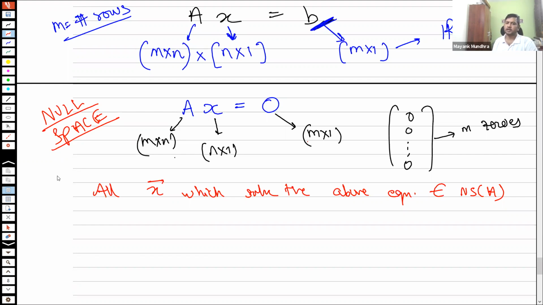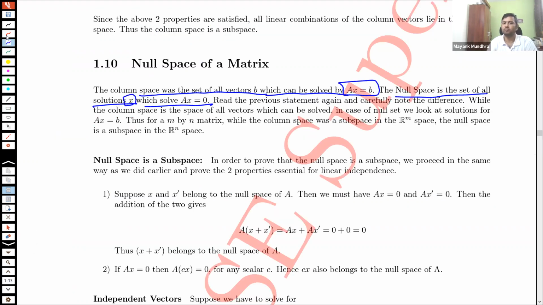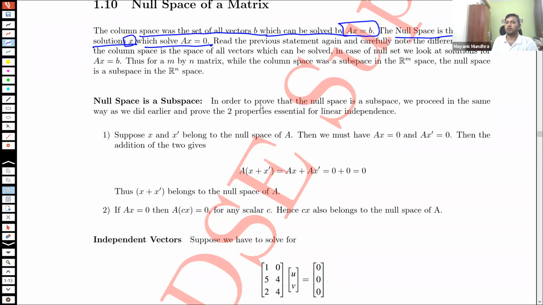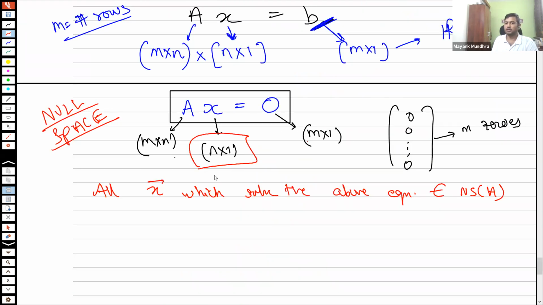So all x vectors which solve the above equation, Ax equals 0, belong to the null space of A. So it's going in the Rn space. Again, x is n cross 1. So the null space of A is a subset of the Rn space, and the column space of A was a subset of the Rm space. A very important thing, because these are simple things which they can ask you in the objective part.